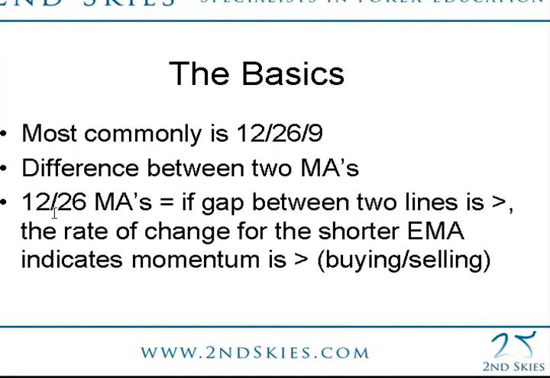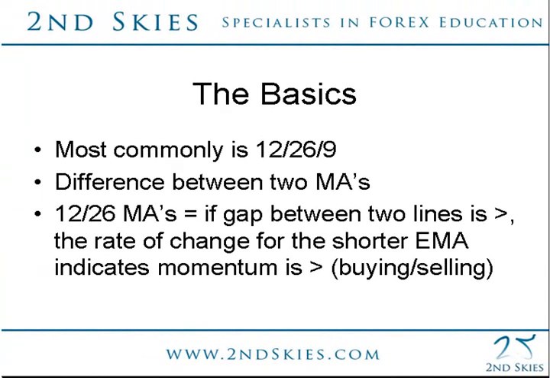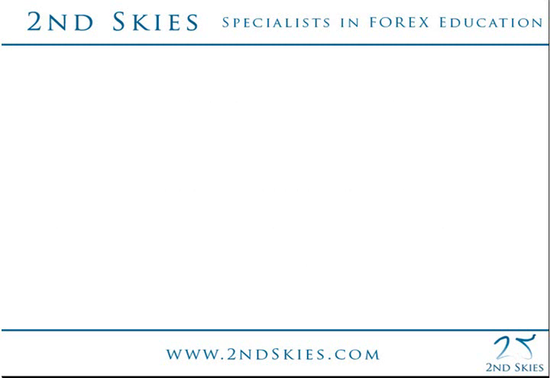The main thing to note between the two moving averages, the 12 and 26, is if there's a gap between the two lines, if it's increasing or the two lines are separating, for that to happen you have to have an increase in either buying or selling to change those moving averages, particularly the shorter term one, which is going to be more sensitive to price action. If it's a gap and a crossover to the downside, that means an increase in selling.